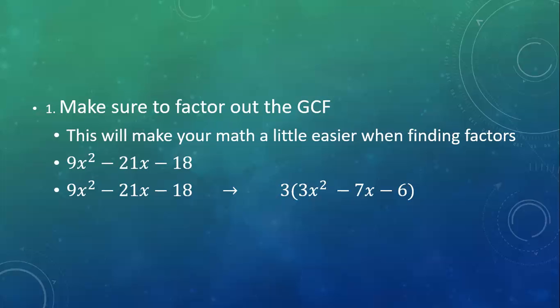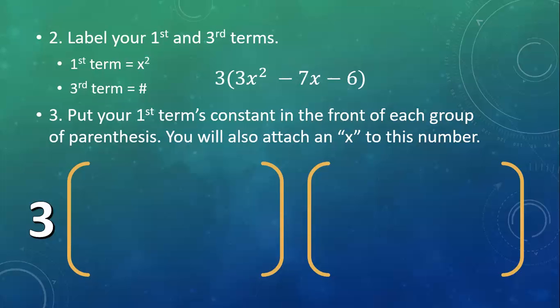So we're working with the same quadratic of 9x squared minus 21x minus 18. And then what we do is we put 2 sets of parentheses, and we identify our terms, and we put the number of the first term, the constant, in the front of each group of parentheses, and then you will bring in x from the x squared down, and then to find the second values we're going to use the magic x, or just listing out your terms of a times c.